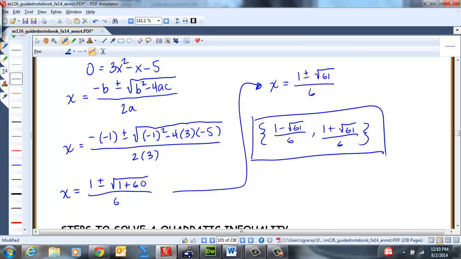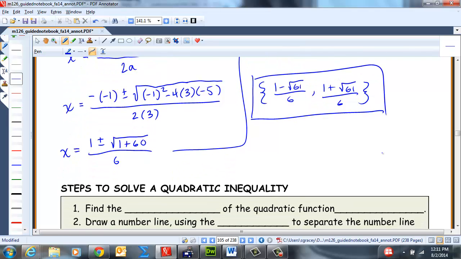All right. Well, the good news is that skill, finding the zeros of a quadratic, is something you've been working on for a while in your math life. So this skill is something that we'll be using a lot in this section.